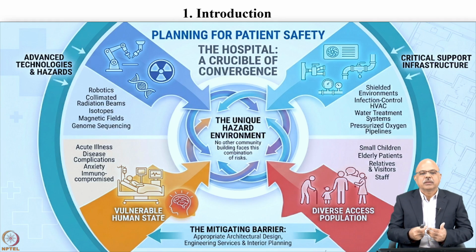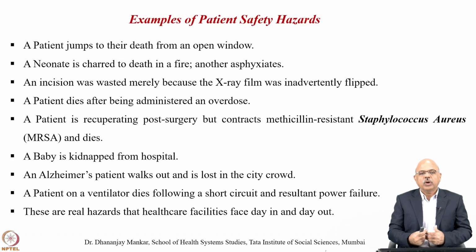So when we are thinking of patient safety, you need to start by thinking about how we need to plan for patient safety and to identify the hospital as a place that deals with a lot of issues. So what are the examples of patient safety hazards in a healthcare hospital?